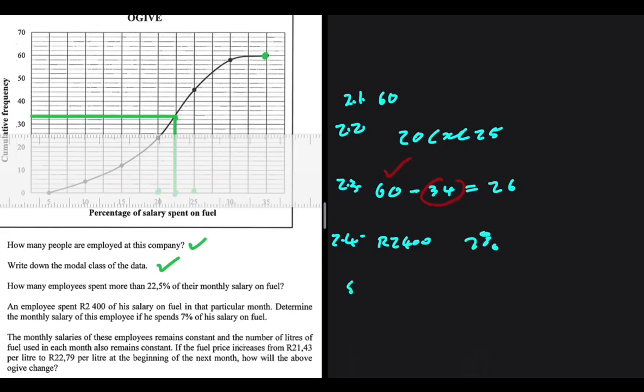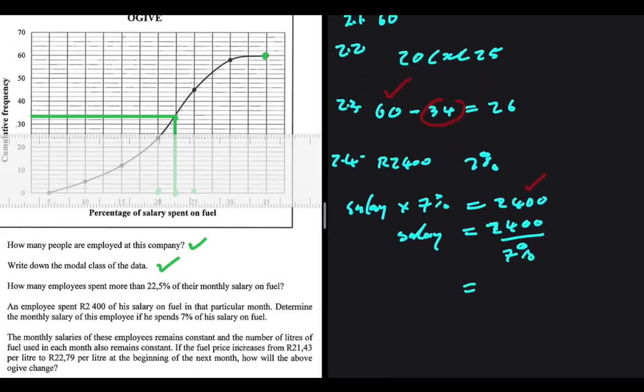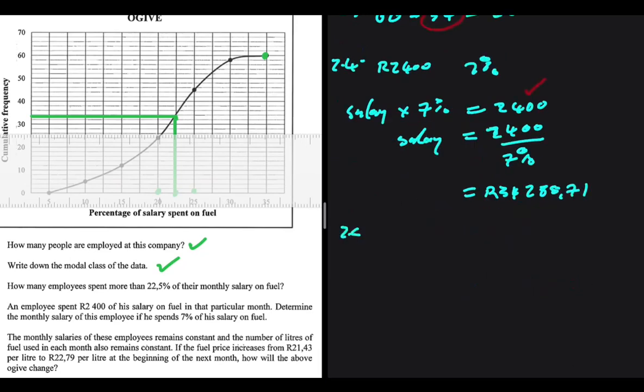We know fully well that if we say salary multiplied by 7%, it will give us 2,400, right? 7% of this person's salary is spent on fuel, which is 2,400. So in order to find the salary, it's just a matter of dividing both sides by 7%. And if we do that, we're going to get 34,285.71.